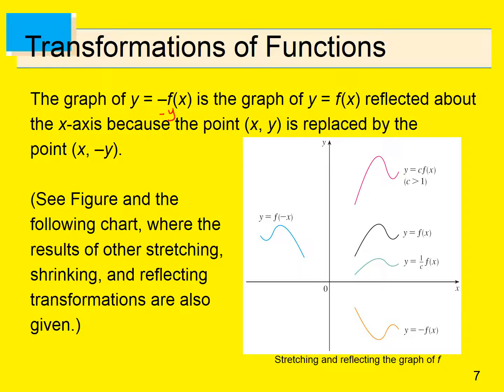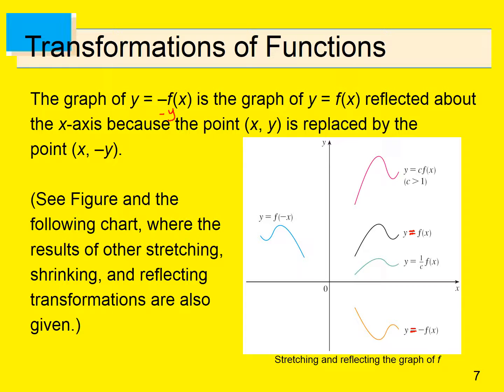Here's a figure, and there's going to be a following chart where the results of other stretching, shrinking, and reflecting transformations are also given. So here's y equals f of x, this black graph, and we are going to multiply f of x by negative 1. That gives you this orange graph down here, and you can see how it's been reflected over the x-axis, so that you could imagine the folding over the x-axis lands the black graph on the orange graph. Maybe it looks brown on your computer, not quite sure.